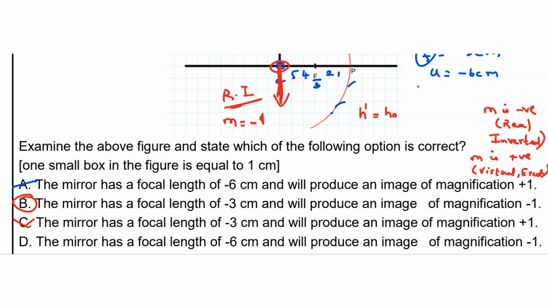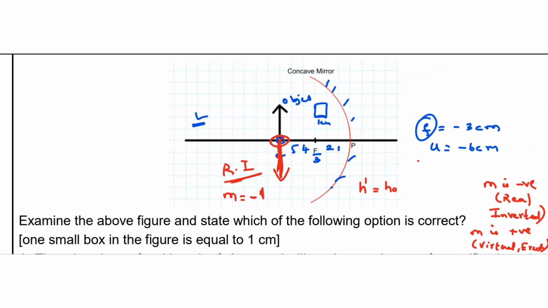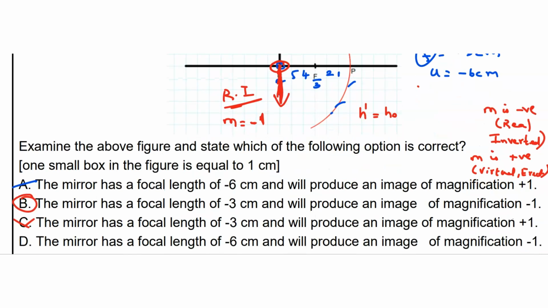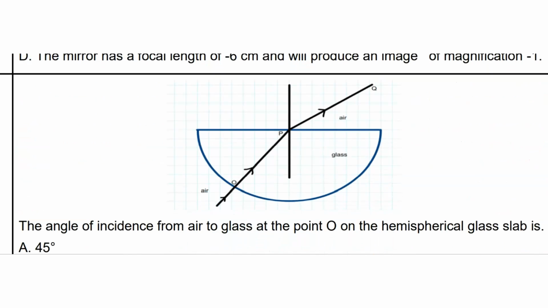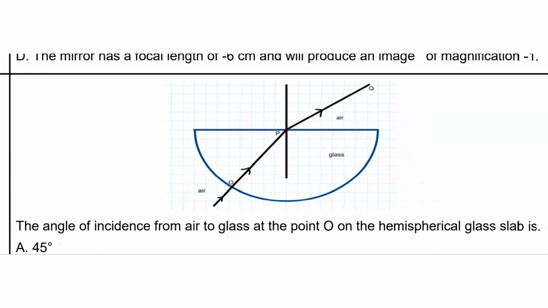So your magnification will be negative 1. Either you can use this formula, you know this F and U, calculate V and then calculate M. That is not needed, it is very easy. So directly from the given information, we can easily find the answer. Now let us move on to the next question, question number 23.